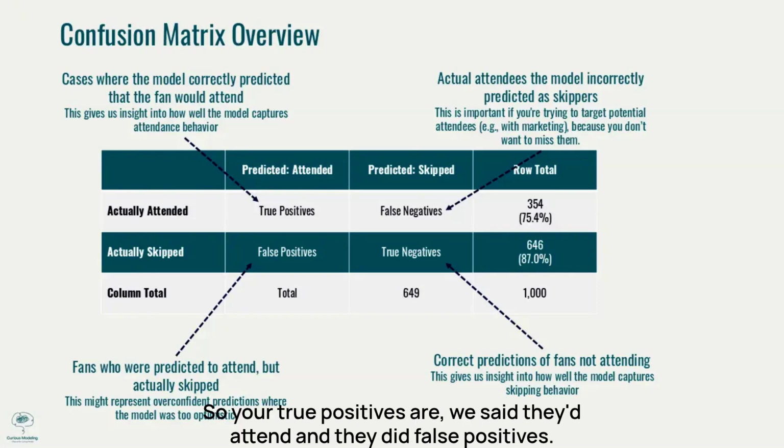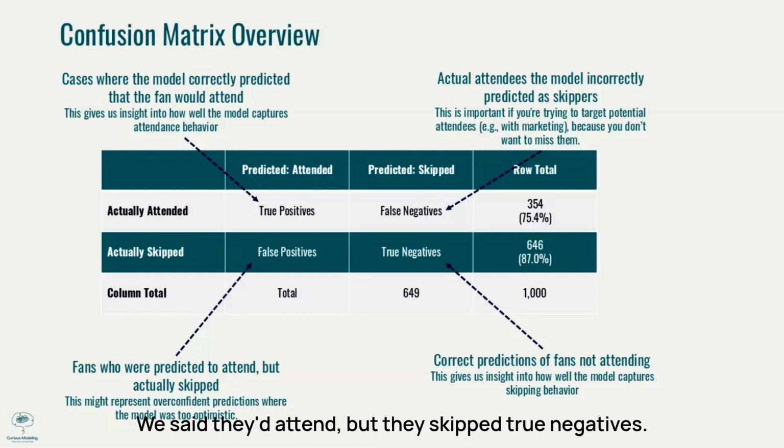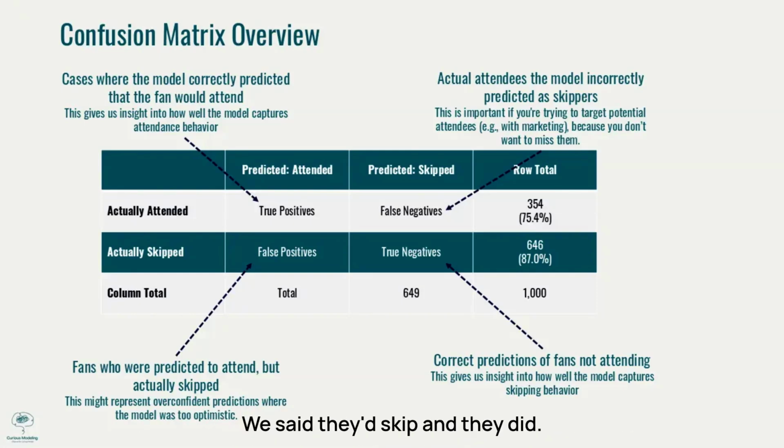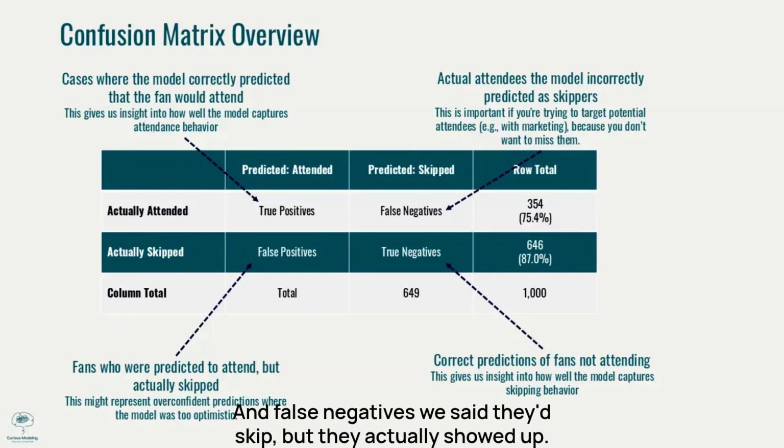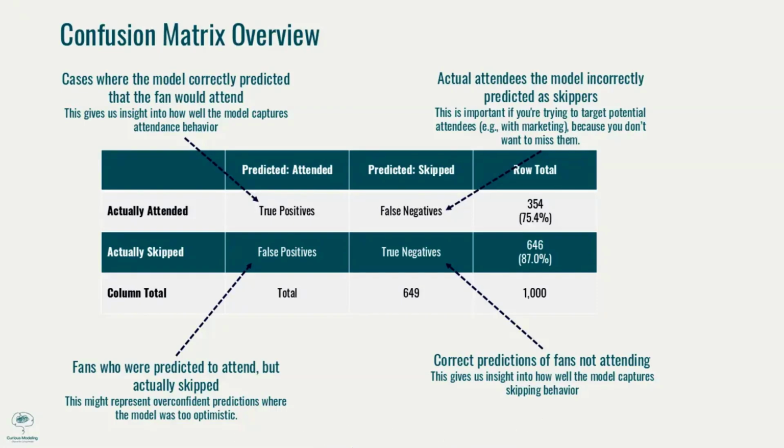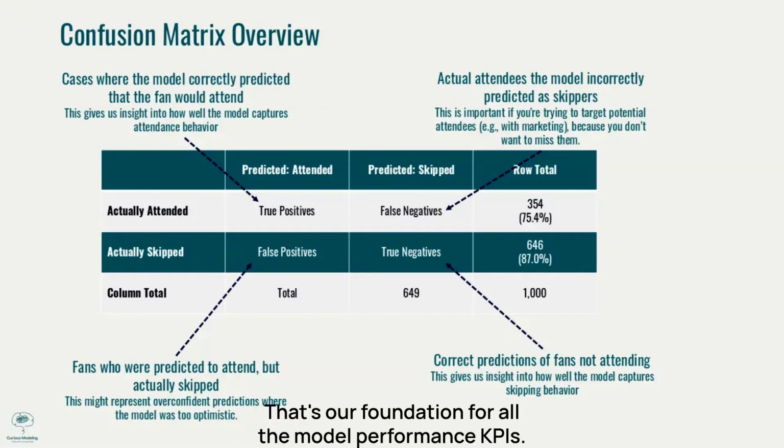So your true positives: we said they'd attend and they did. False positives: we said they'd attend but they skipped. True negatives: we said they'd skip and they did. And false negatives: we said they'd skip but they actually showed up. That's our foundation for all the model performance KPIs.